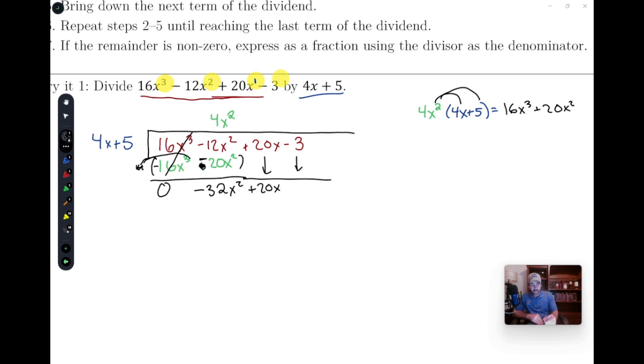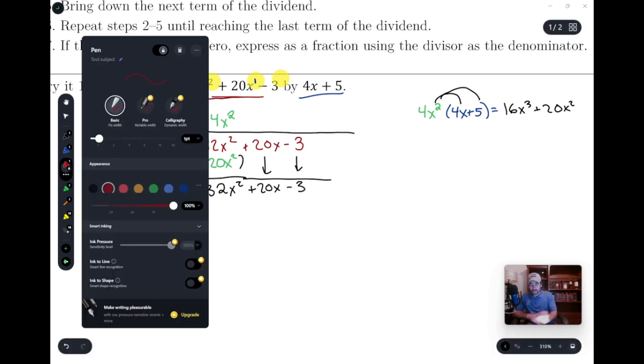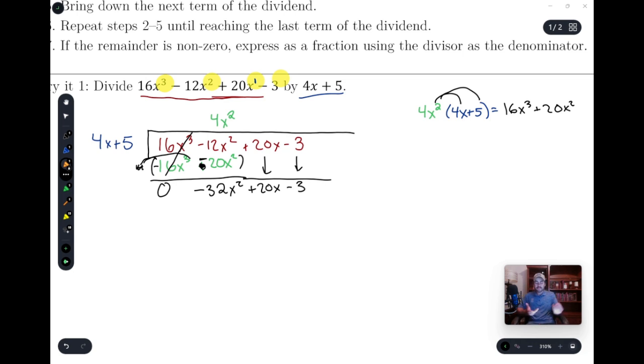And we're going to do it all again, maybe in a different color. So what color haven't we? Haven't used orange yet. And we're going to ask ourselves the same question, repeat the process. What times 4 gives me negative 32? Probably negative 8. What times x gives me x squared? X.